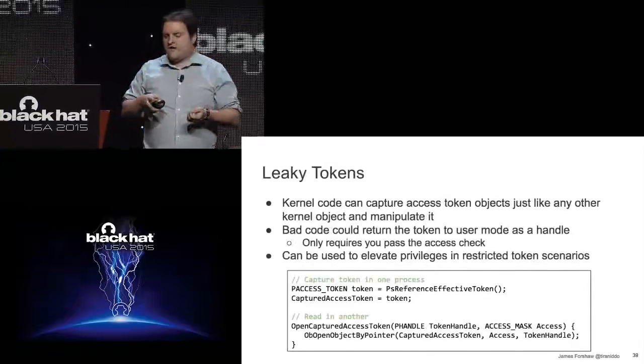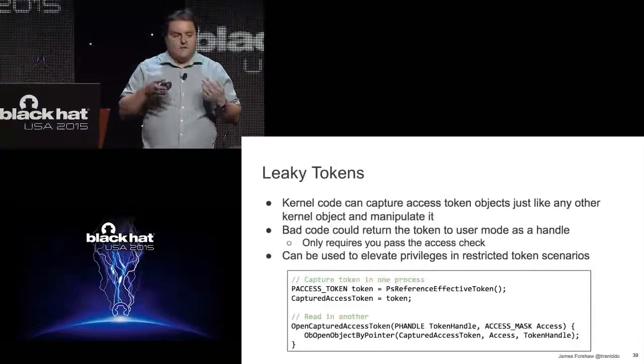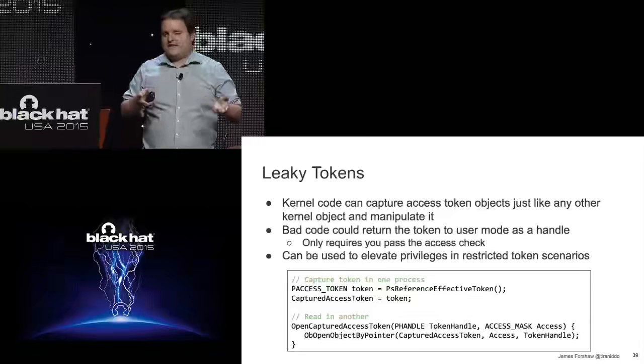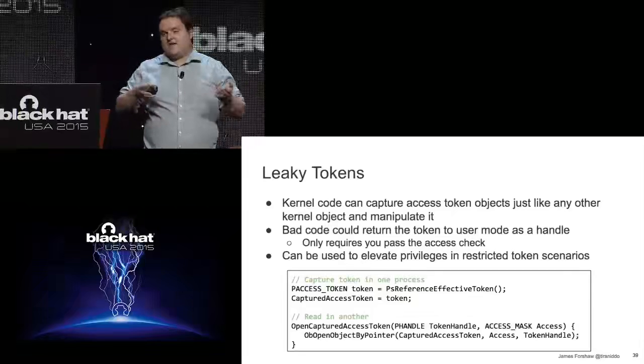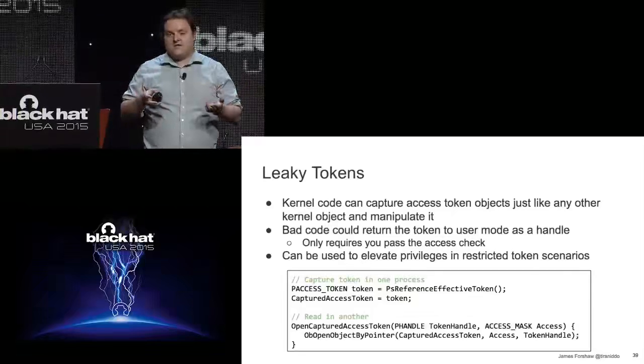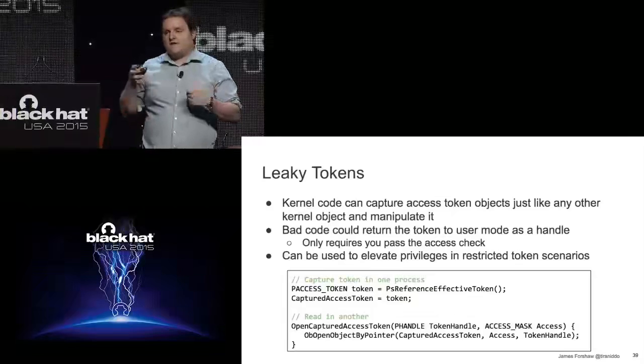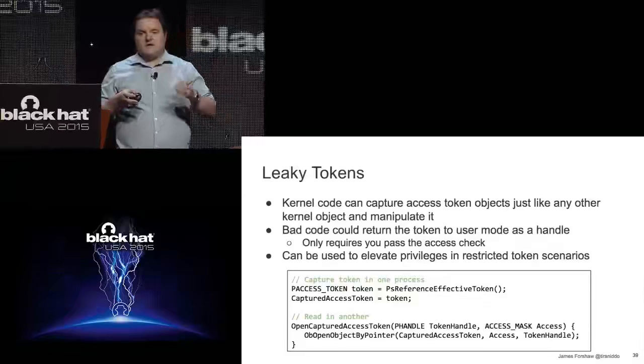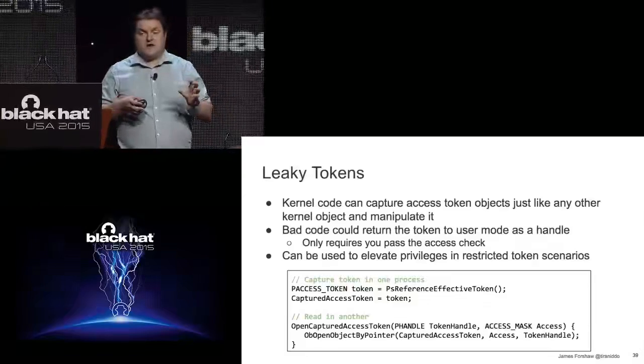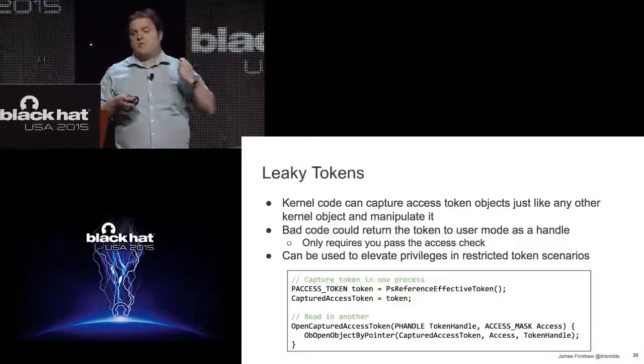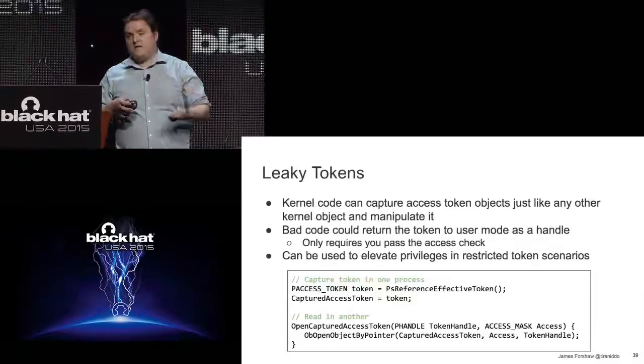By far, I think one of the most interesting bugs I found was what I refer to as leaky tokens. So a token, as I've said, is just another kernel object. There's nothing stopping some other kernel component getting a reference to the pointer to that kernel object and handing back arbitrary handles to it, which shouldn't normally happen.